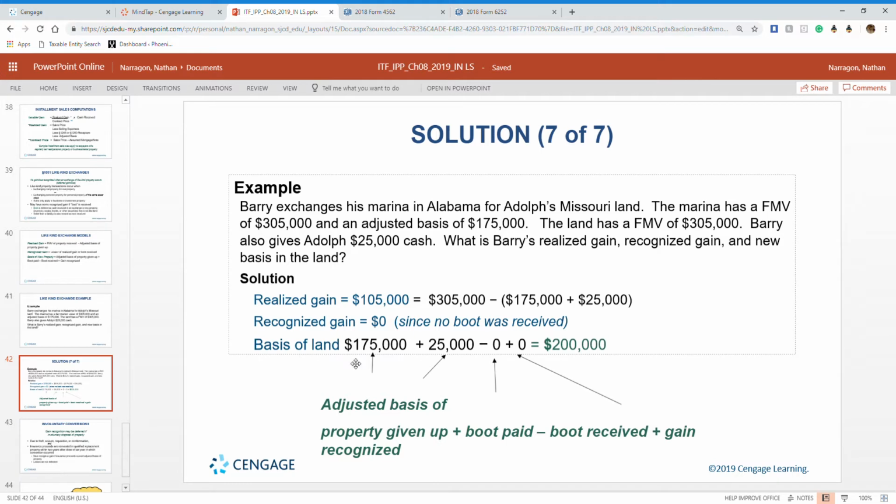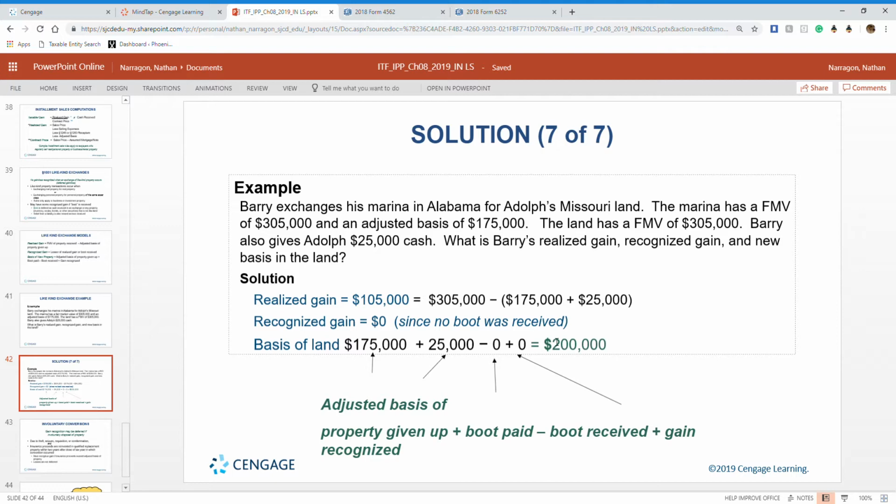So basis in the land is going to be his adjusted basis plus any boot he paid, which is basically right here, minus boot received, not paid, received, which we didn't receive any money, plus any gain recognized. Well, there's no recognized gain since there is no boot received, and it will be $200,000.